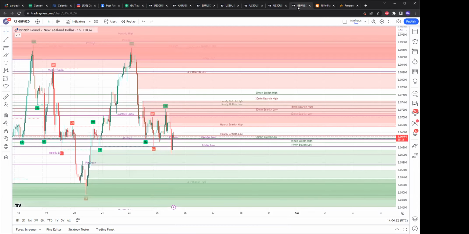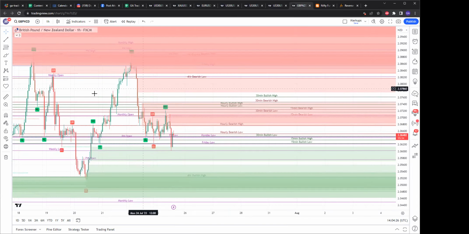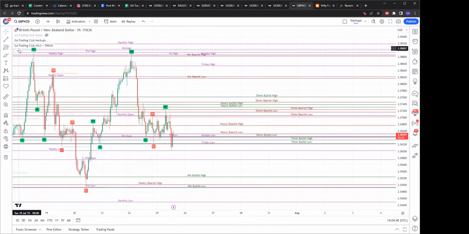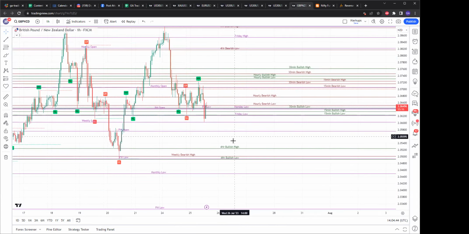Okay. One last thing. This is something I've been trading personally. I've just been playing around with this GBP NZD. What I've been doing is playing these zones, the 4-hour bearish high and low. If I turn off the zones indicator here, I'm sorry, that's the markups, if I turn off the zones indicator, you see we have a 4-hour bearish high, 4-hour bearish low, and a 4-hour bullish high, 4-hour bullish low.